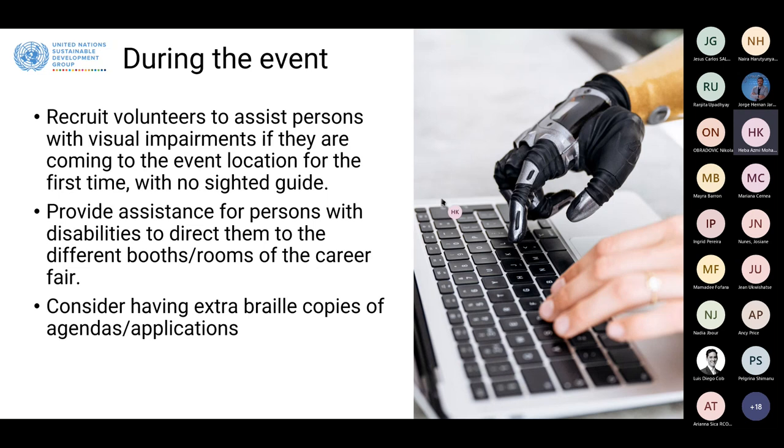Also, as we said, if you can print Braille copies, consider always having extra. If 100 persons are registering, consider having 150 Braille copies of any job applications or agendas.